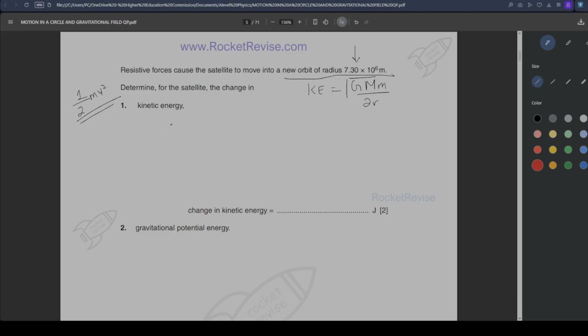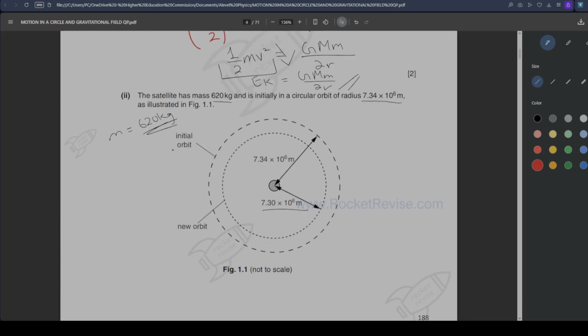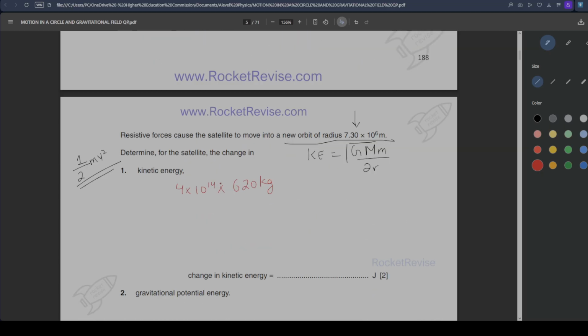4 into 10 power 14 times the smaller mass, which is 620, okay, 620 kilograms. This is mentioned over here, and what we need to do is divide by the product of these two, because we are using this formula. And instead of writing the two radiuses one by one and subtracting, we can just directly subtract the radius, because the rest of the formula is the same.